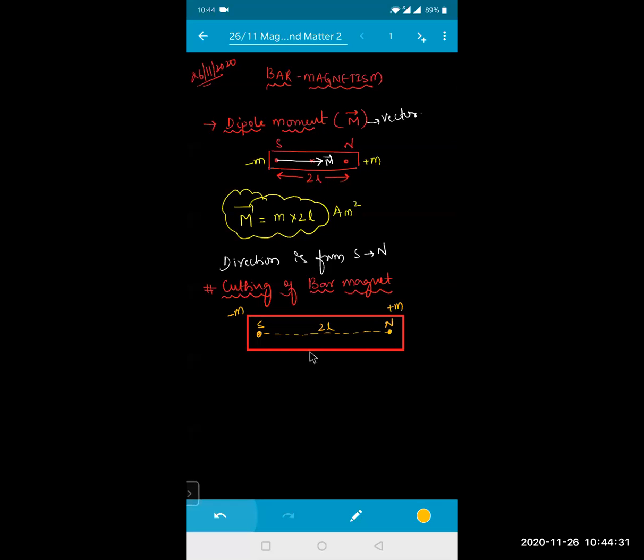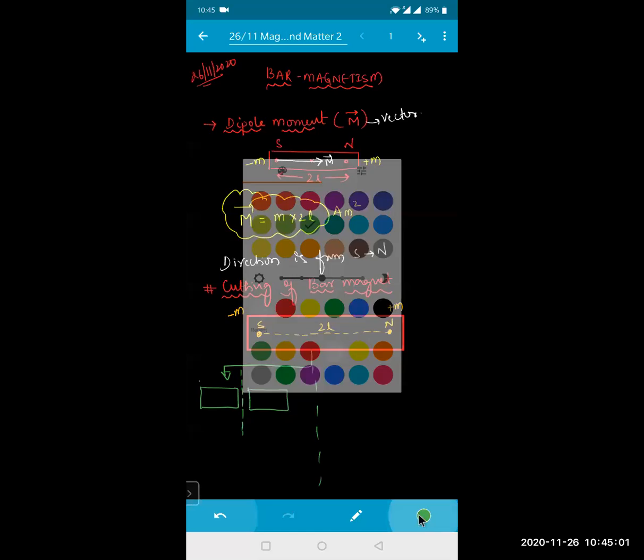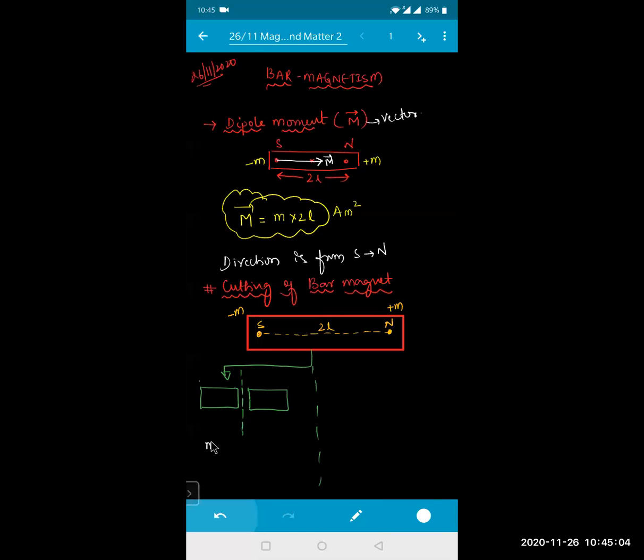Now see here. If I cut this bar magnet something like this, number one, into two parts. If a bar magnet is cut into two pieces exactly from the center, then pole strength will not change. Pole strength will remain the same. M dash will be equal to m.